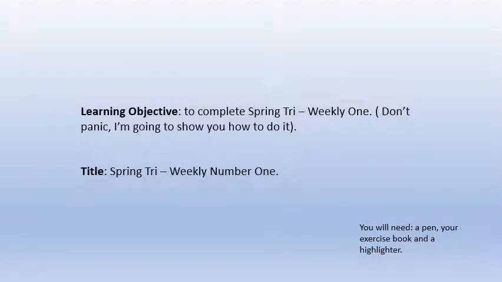As I've said there, don't panic, I'm going to show you how to do it. So what you're going to need today is a pen, your exercise book and a highlighter. So get those if you haven't got them with you already. Then write into your book Spring Tri-Weekly number 1 and underline it.